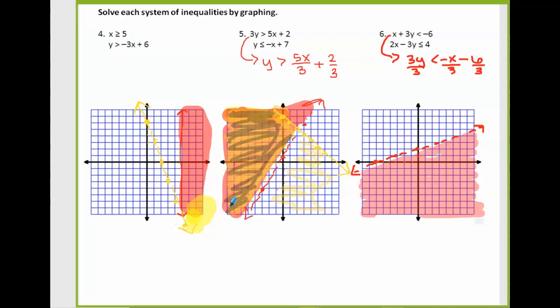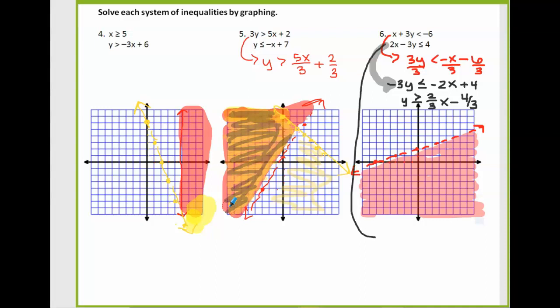And then if we graph our second line, we have 2x minus 3y less than or equal to 4. So we would have negative 3y less than or equal to negative 2x plus 4. And then you have to divide by a negative 3. When you divide by that negative, it changes the direction of the inequality. So y is now greater than or equal to negative 2 divided by negative 3, which is positive 2/3 x minus 4/3.